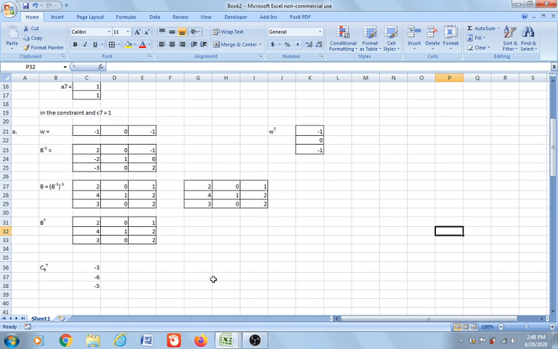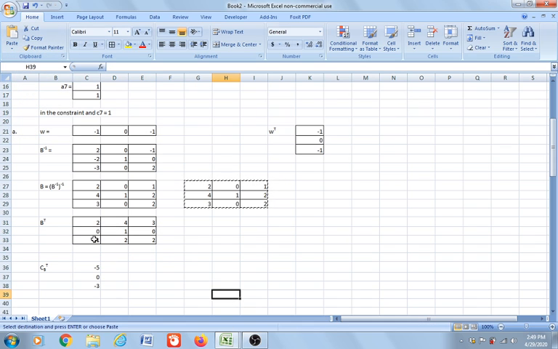Oh, sorry, I think I made a mistake. This is our B, and this is the B transpose. There is no change, so I think I have the wrong B transpose. Then I will do it again.